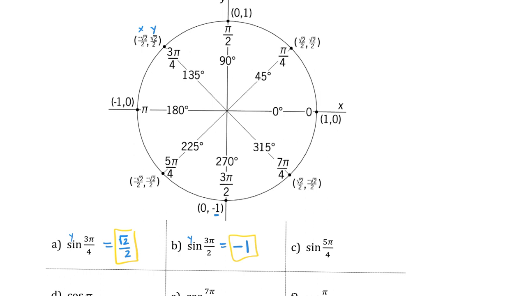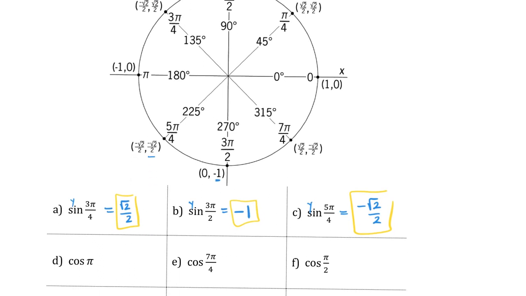Okay, sine of 5 pi over 4. Sine, cosine is x, sine is the y coordinate. So find 5 pi over 4. There's 5 pi over 4. The y coordinate is the second one. So the y coordinate is negative root 2 over 2.